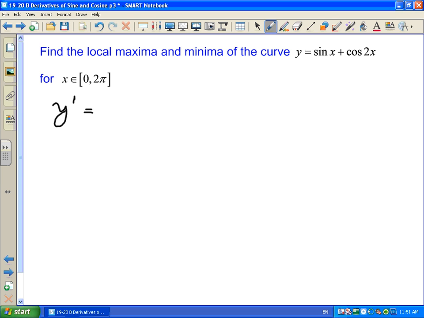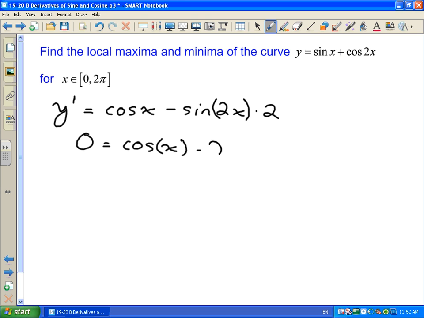So our derivative, we can do this term by term. Derivative of sine x is cos x. Derivative of cos 2x is going to be, sorry, not cos x, but negative sine 2x times 2, where I'll put the 2x in brackets there. Okay, and so the equation we need to solve here is, we set it equal to 0. 0 is going to be cos x minus 2 sine 2x.